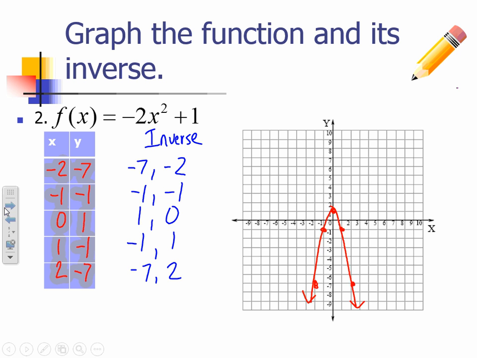So the red one is my original. I'll label that with an O. Now I'll graph in blue my inverse: negative 7, negative 2; negative 1, negative 1; 1, 0; negative 1, 1; and negative 7, 2. Look at that. Still the same shape, a little bit of a turn there. So this becomes my inverse.